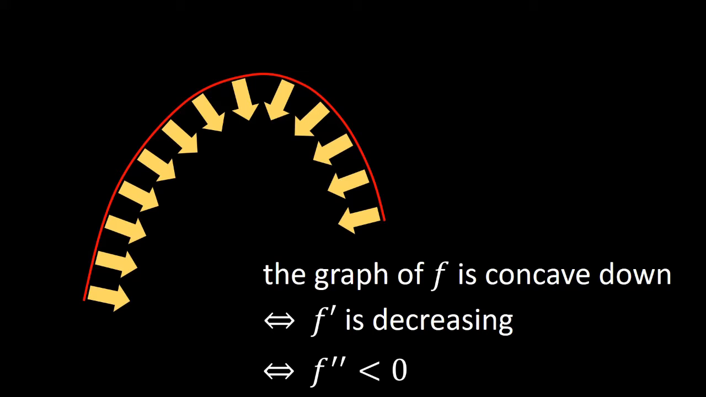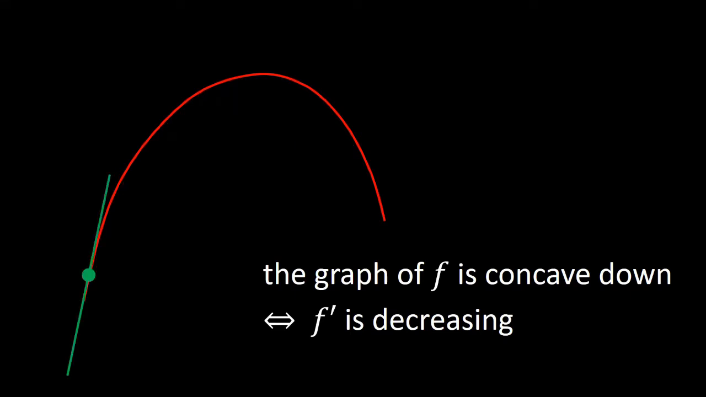On intervals where the graph of f is concave down, then f prime is decreasing, which means that the derivative of f prime is negative. F double prime is negative. You can see this by looking at the slope of the tangent line as you move left to right. The tangent line tends from more positive to more negative. That's telling you that f prime is decreasing. In other words, the rate of change of f prime is negative. That is, f double prime is negative.